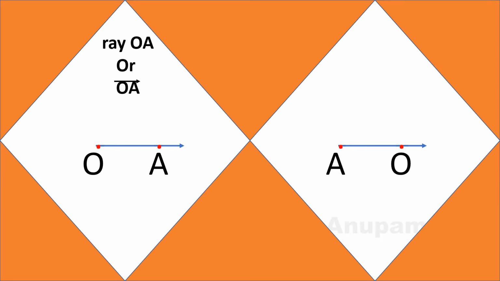What is the name of this ray? The name of this is ray AO. Ray OA and ray AO are not equal, are not the same. Both are different rays.